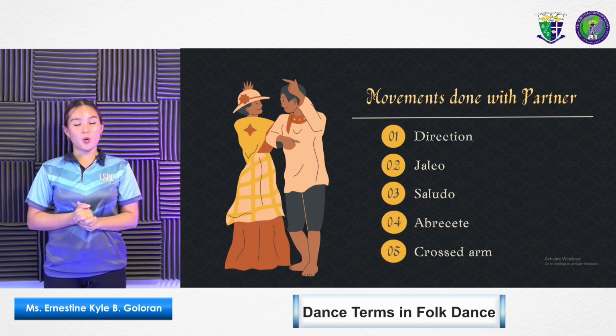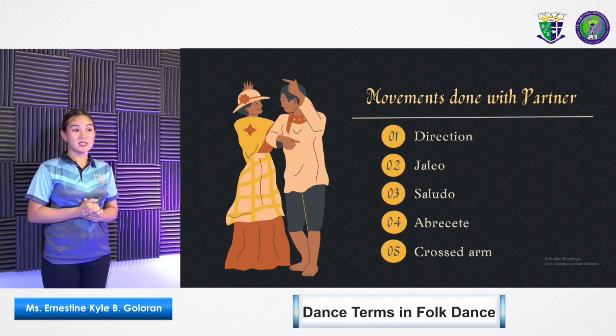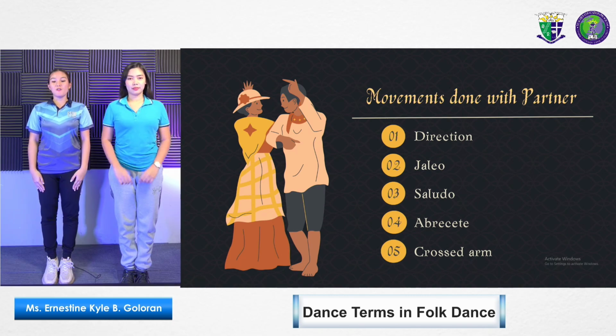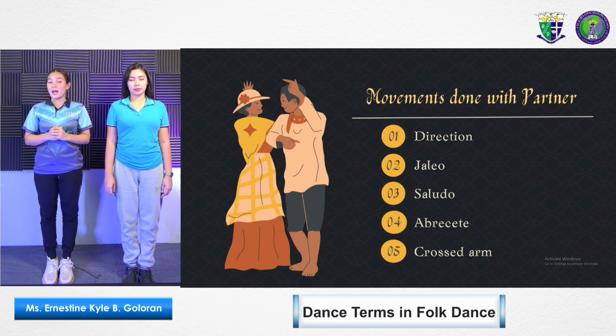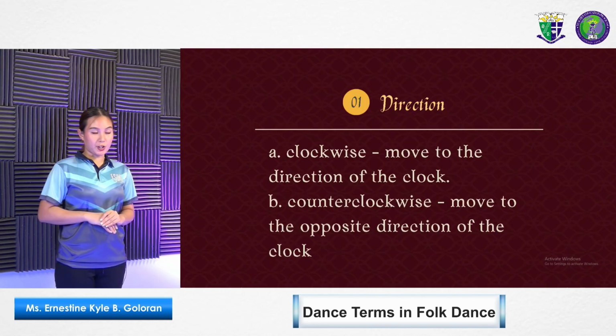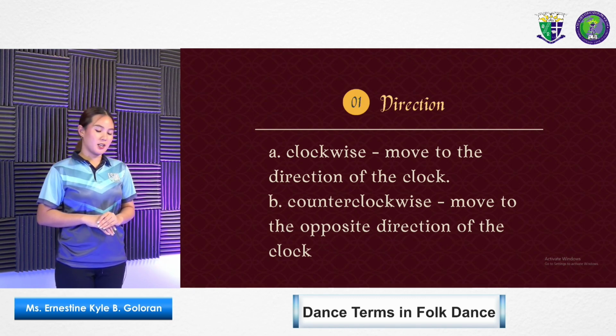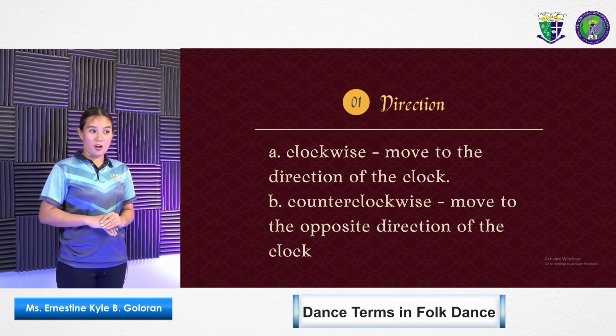And for the last one, let's have the movements done with partner. So in movements done with partner, we will execute the direction, the jaleo, saludo, abracete, and the last one is cross arm. Let's start first with direction. So it can be clockwise or counterclockwise. And clockwise, move to the direction of the clock. And for the counterclockwise, move to the opposite direction of the clock.